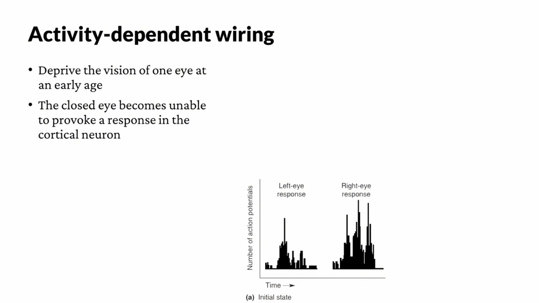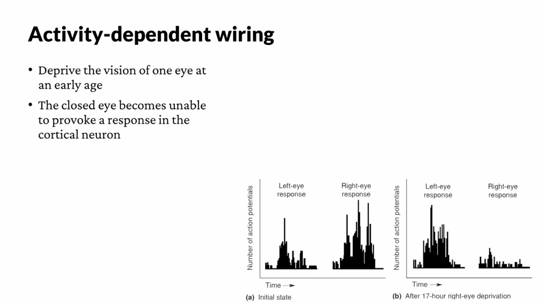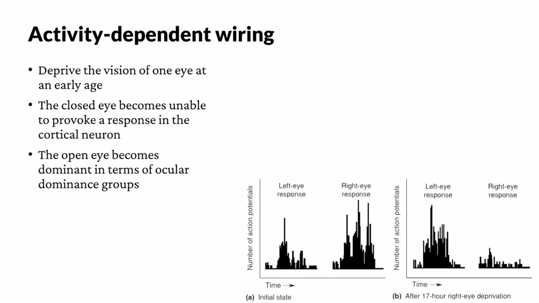It used to be like this before deprivation. Both the left eye and right eye can provoke a signal, though the right eye is stronger. However, after deprivation, the right eye is no longer able to provoke responses in the cortical neuron. Moreover, the open eye becomes dominant in terms of ocular dominance groups.